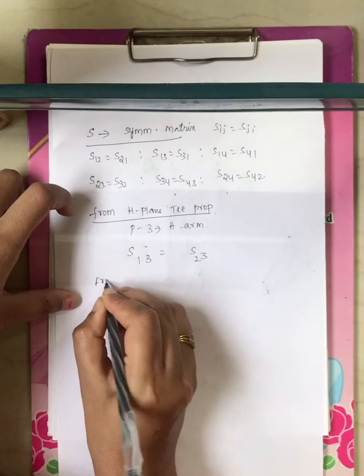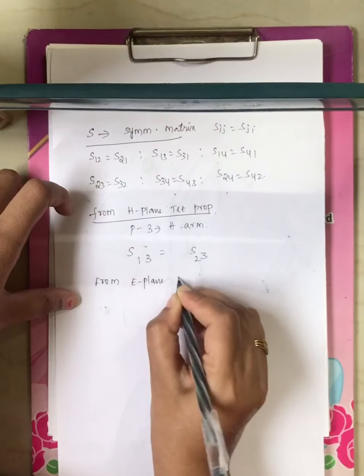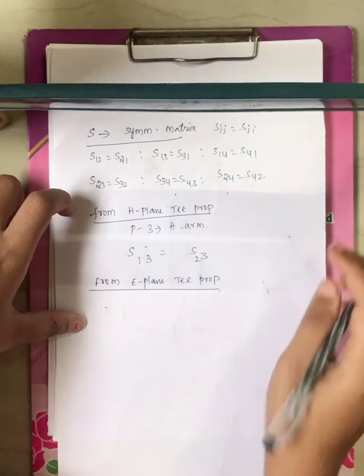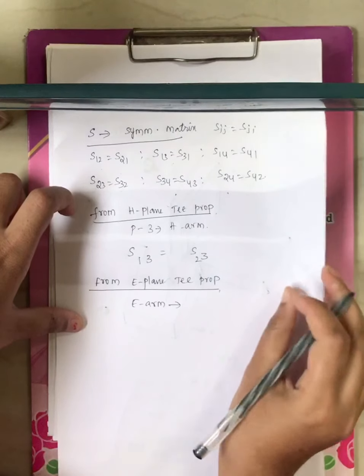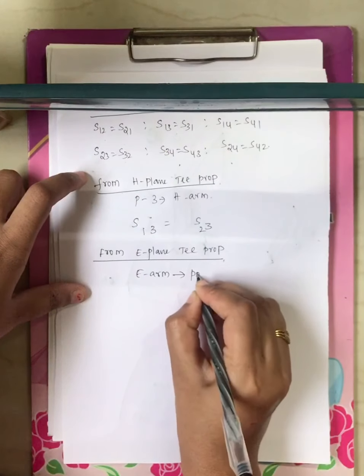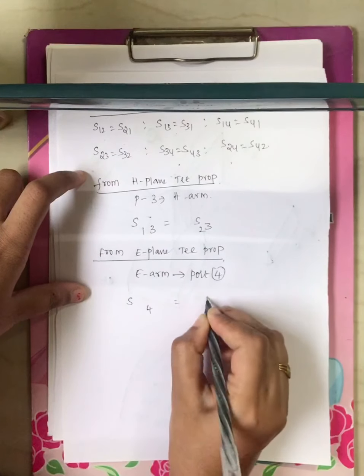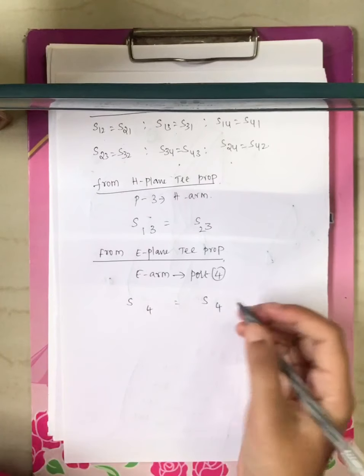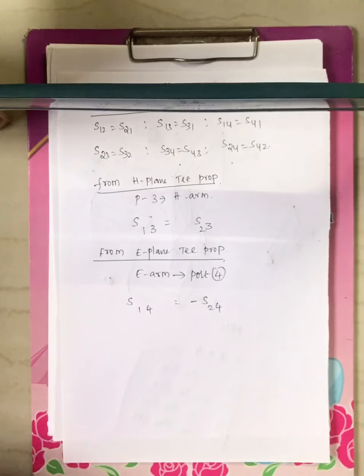Now from the E plane property, the E arm is your port 4, right? If I give input power from the E arm, where will you get output power? Port 1 and port 2, but out of phase by 180 degrees. That's why S14 equals minus S24.